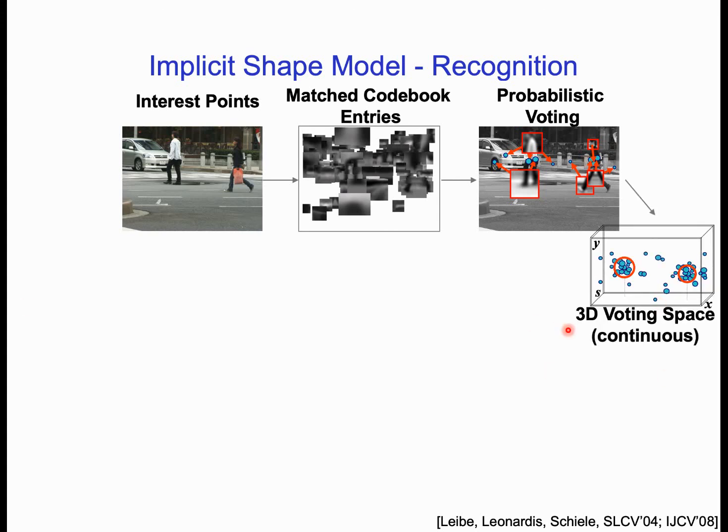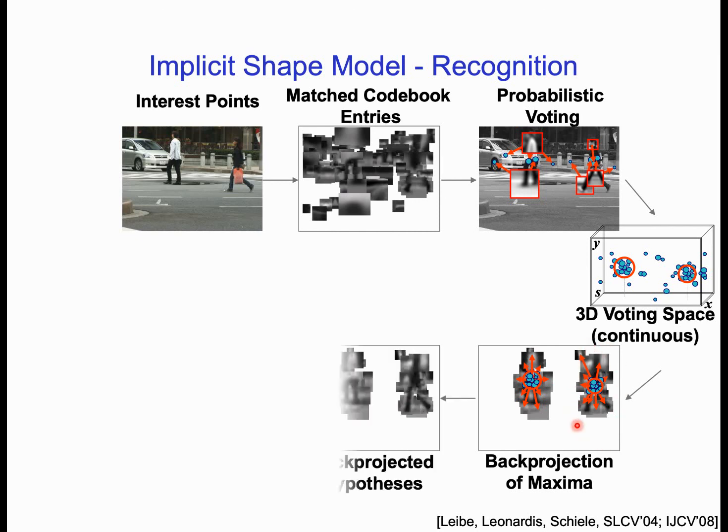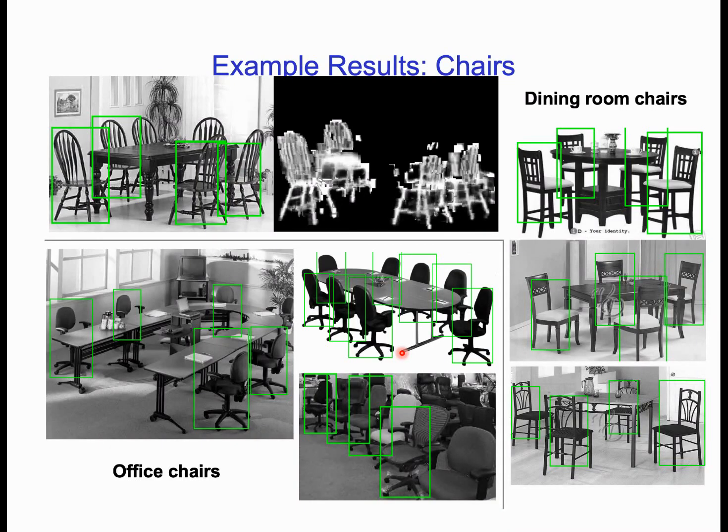So in the 3D voting space, in the continuous case, just like I would in the Hough transform, I find the areas with the highest vote. And once I have the highest votes, I identify the location and the scale and back project, based on the assumption that the center of the object is here or here, where the other parts of the object should be, and using the best probability hypothesis, I can construct a bounding box around the object of interest. Let's see some examples with the chairs, which are very well structured images.